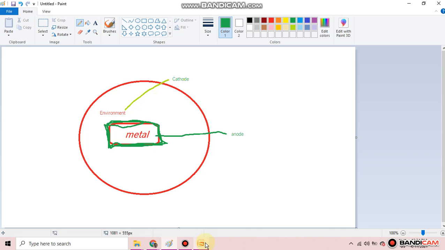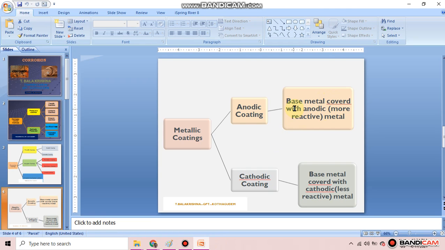In anodic coating, the base metal is covered with a more reactive metal, so the coated metal is more reactive than the base metal. In cathodic coating, the base metal is covered with a less reactive metal, so the coated metal is less reactive than the base metal.